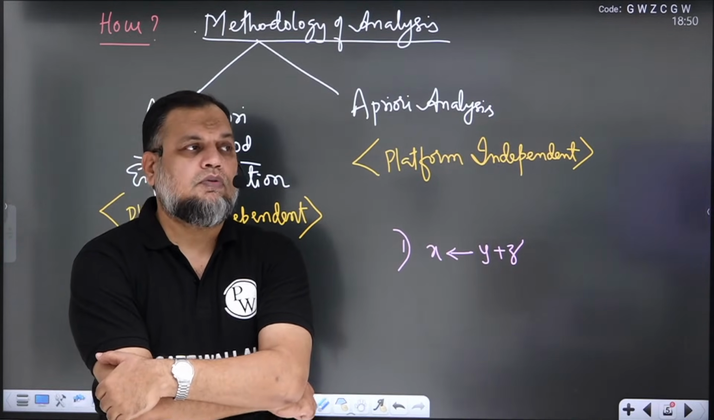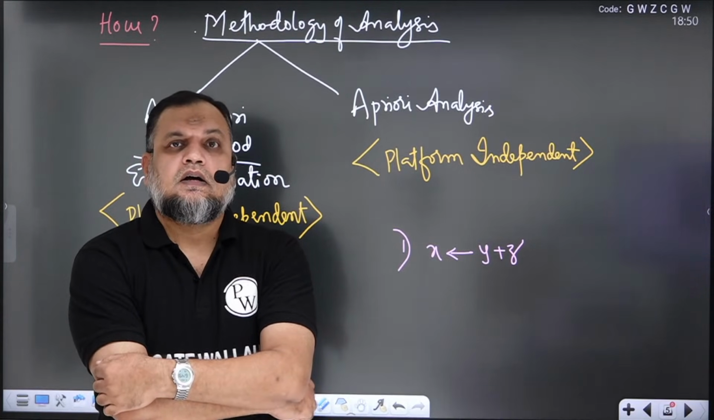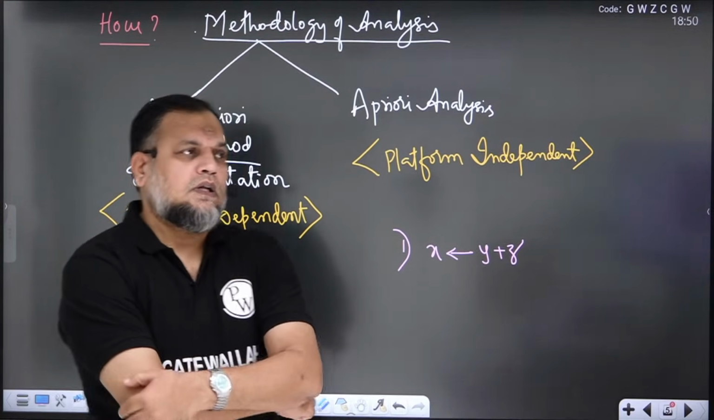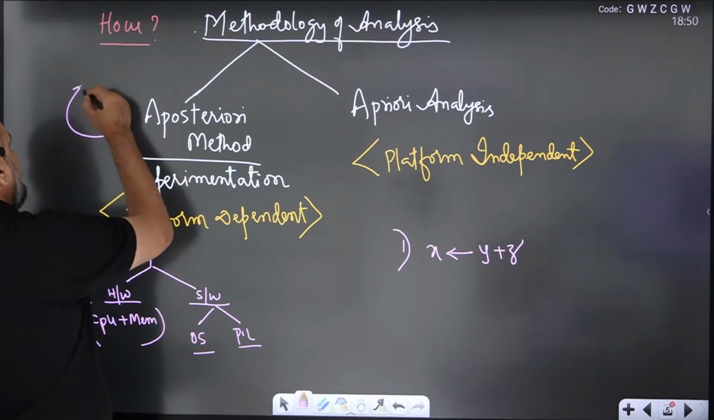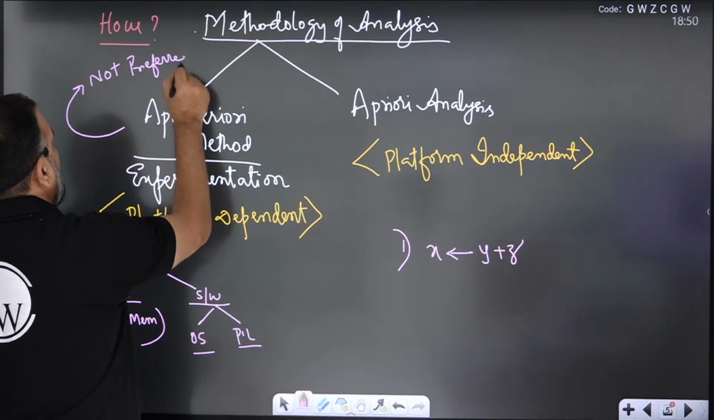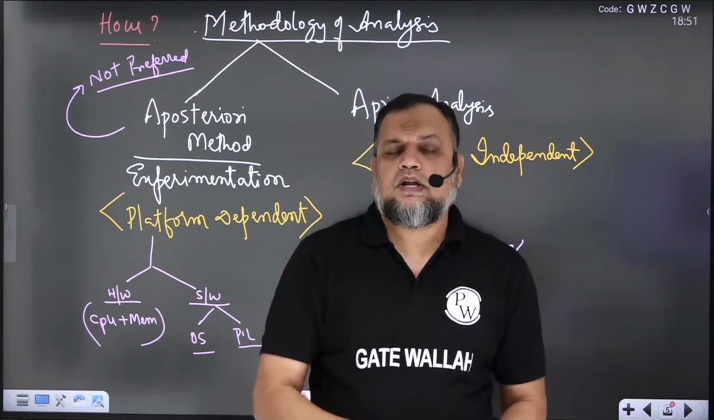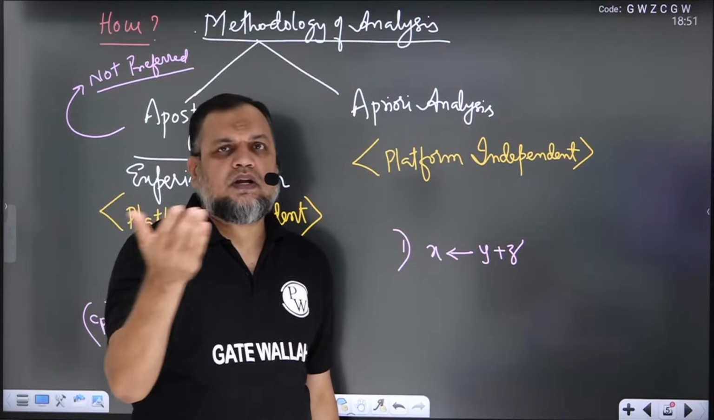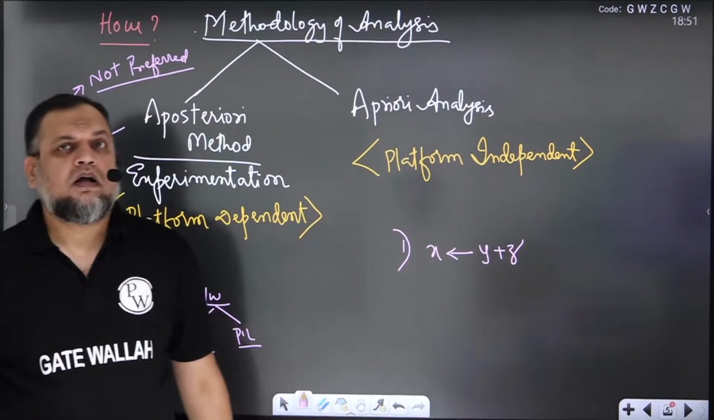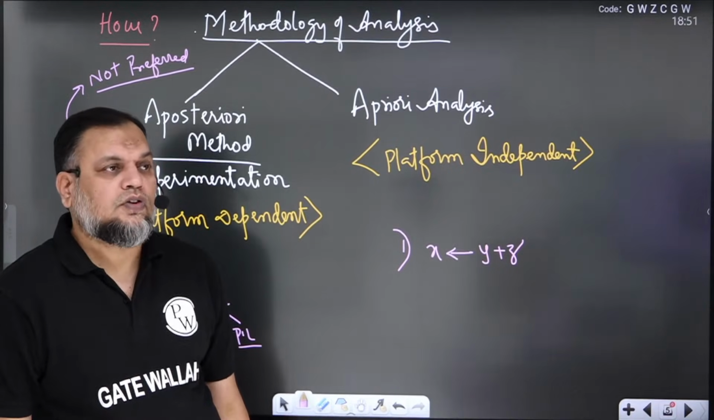So that is why, in view of this, we don't prefer to carry out analysis in a posteriori mode. This is not preferred. Why will we not prefer it? Even though it is going to give you the exact value in units of time, maybe in millisecond, nanosecond, microsecond, we will not prefer this analysis. Why? There are reasons for that, as I said.